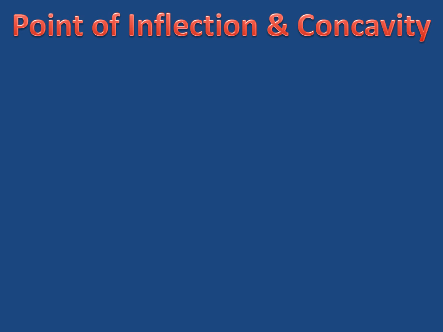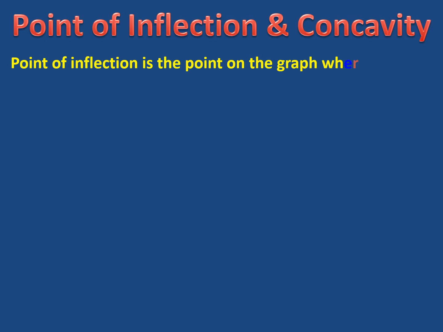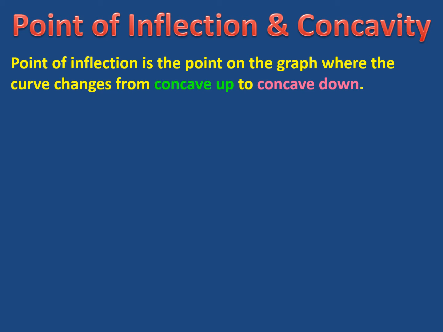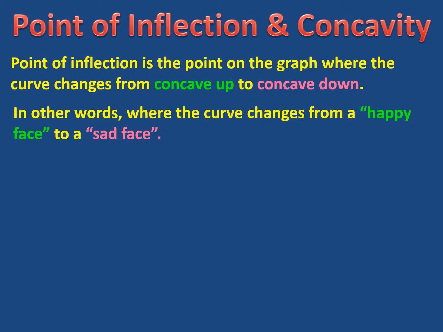We need to look at one more property of the cubic curve, and that is the point of inflection and concavity. Now, the point of inflection is defined as the point on the graph where the curve changes from concave up to concave down. What that means to us is, in other words, where the curve changes from a happy face to a sad face.